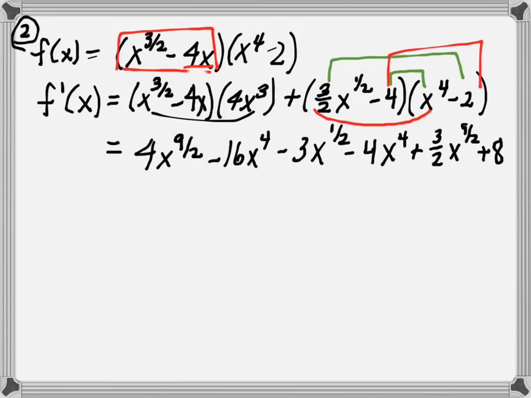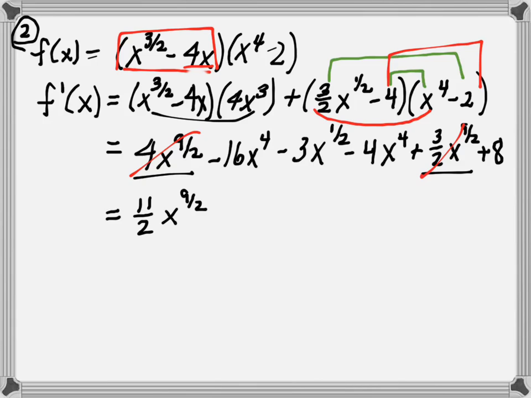Some of them combine, don't they? A couple pieces do. What do you see that combines? Somebody give me an example. The 9/2 and this 9/2. So I have 4 and 3/2. So how much is that? That is 11/2 x to the 9/2. Okay, so I've taken care of the 9/2 parts. What else can combine?